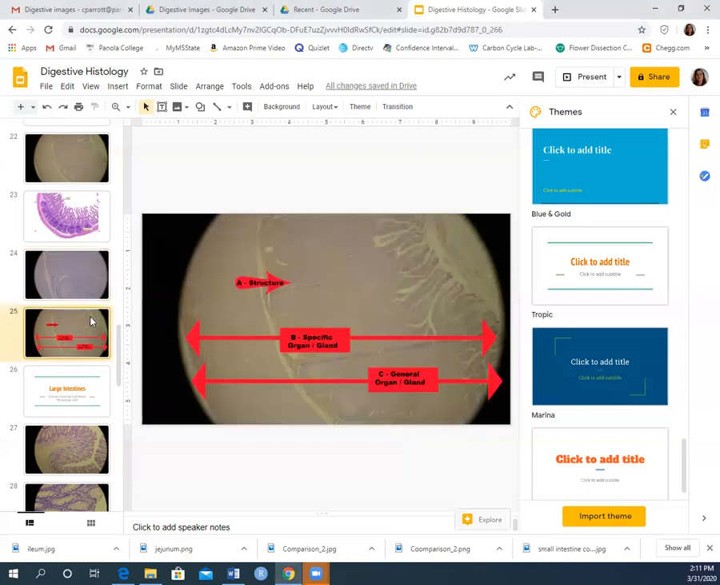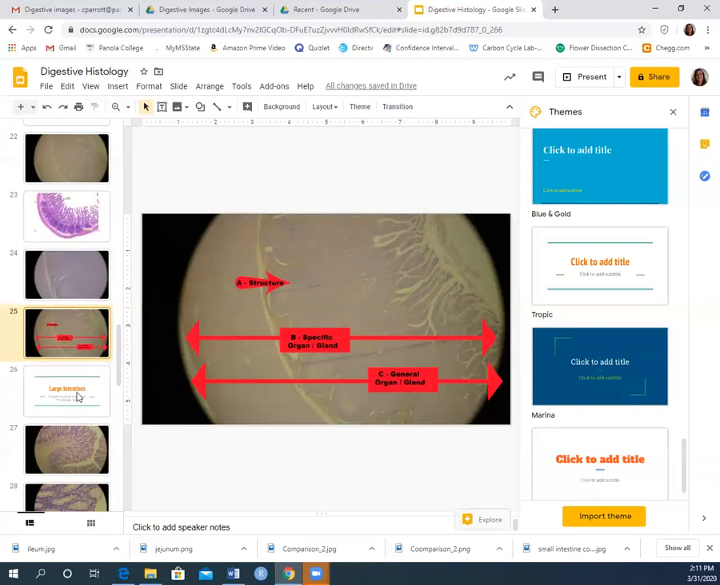Okay, the next one. This again is showing another picture of the ileum, and you know that because that structure at A right there is your Peyer's patches. B, your specific organ would be the ileum, and C, your general organ would be small intestine. Good on that one?